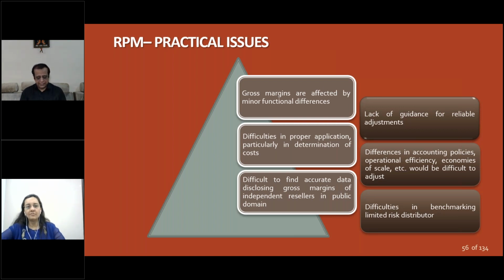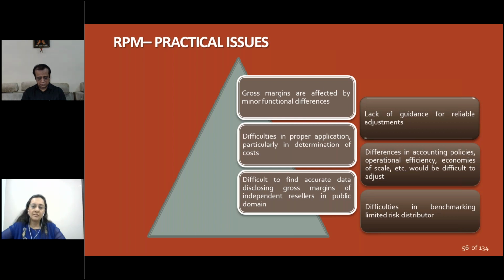Because any small difference in the functions can affect the gross profit margin, because as you know, gross profit is hardly 4 line items. So in any case, if there is a function that affects any of those 4 line items, it is a difference, and therefore you cannot apply RPM.